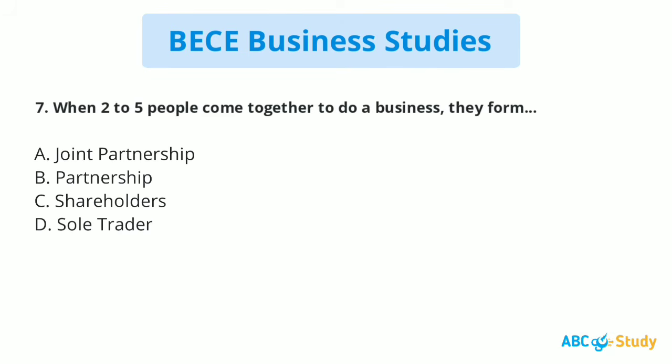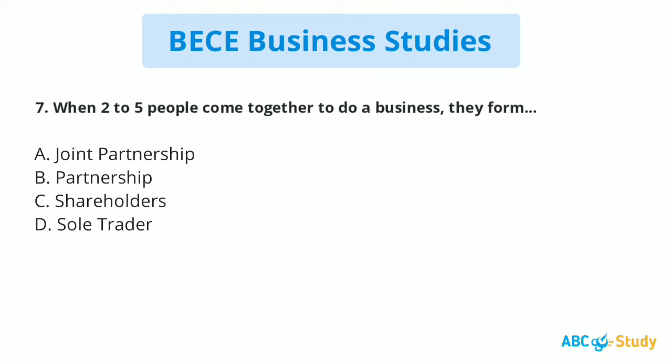Question number 7. When 2 to 5 people come together to do a business, they form: A, joint partnership. No. B, partnership. C, shareholders. No. D, sole trader. No. It is partnership. Just like I was explaining the other time, I said partnership involves 2 or more persons. So there's nothing like joint partnership.